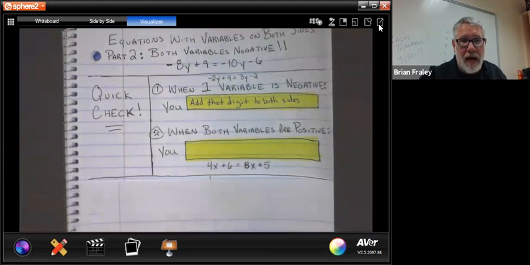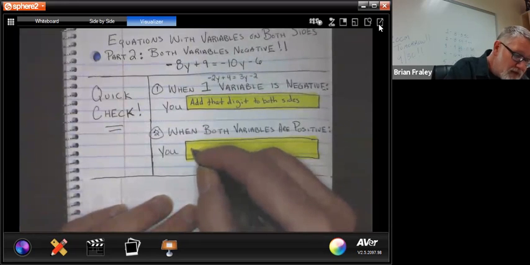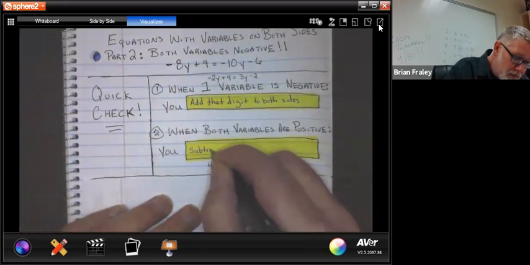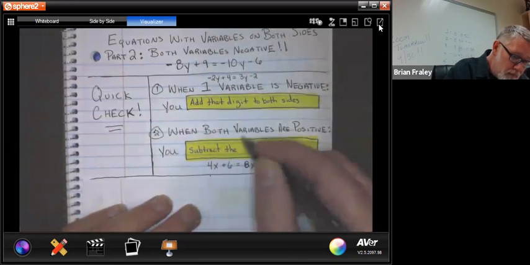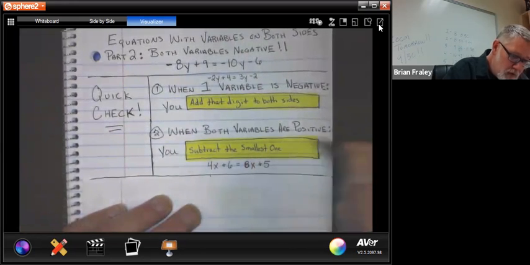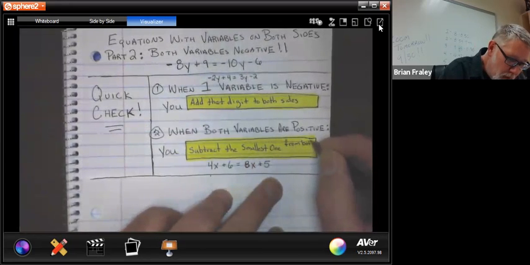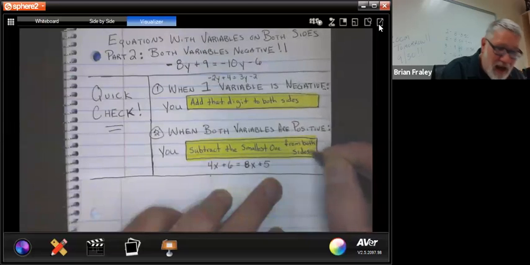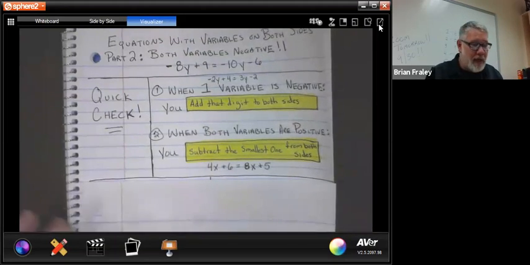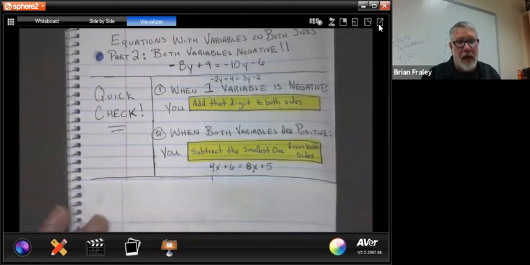When both variables are positive, you blank. Go ahead and take a minute to answer. And hopefully you came up with this. If both variables are positive, subtract the smallest one from both sides, okay? So those are some hints. For example, the smallest positive one here is 4x, so I would do minus 4x, minus 4x, okay?